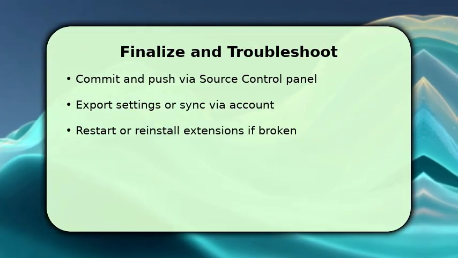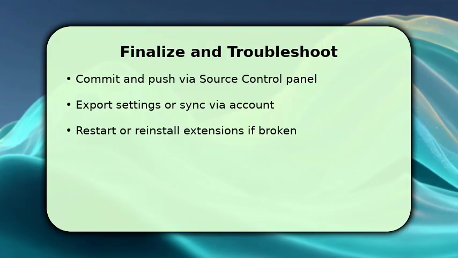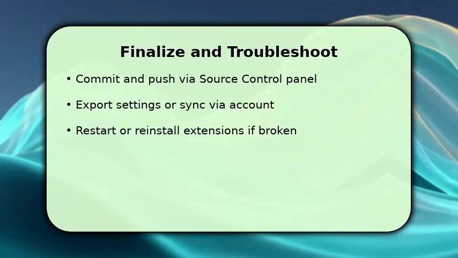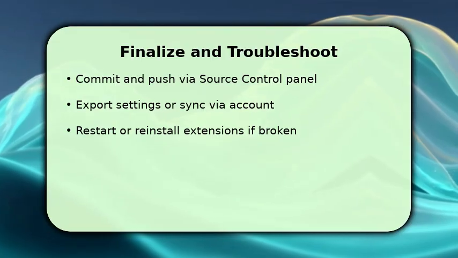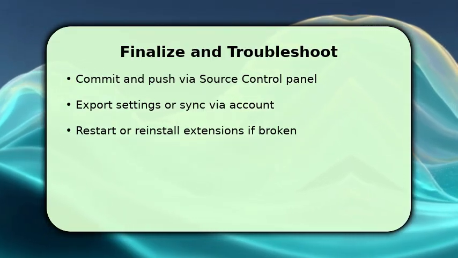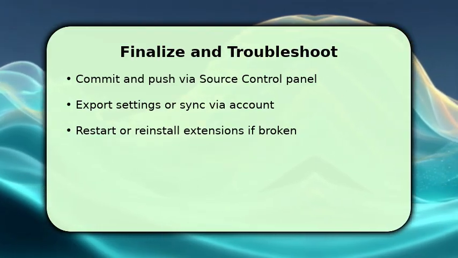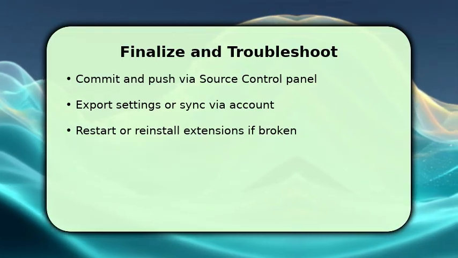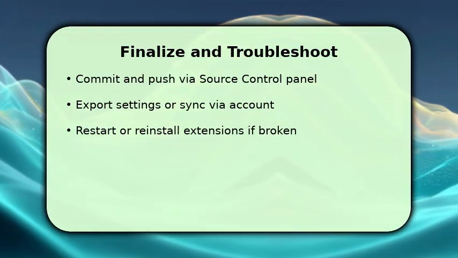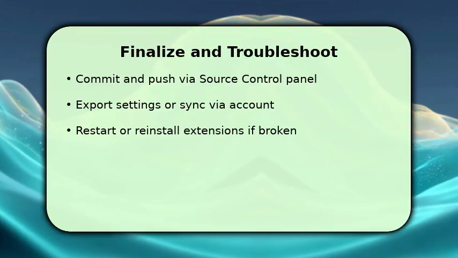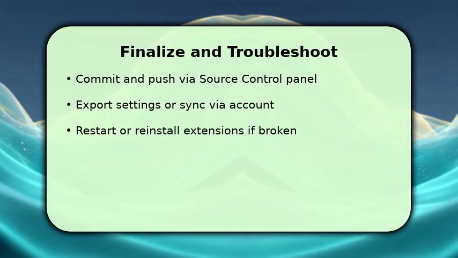If something fails, restart VS Code first. That fixes many extension load issues. If problems persist, disable extensions selectively to isolate the culprit. Check the Output and Developer Tools console for errors, and reinstall the extension or reset settings. One clear troubleshooting tip: reset the user settings file to default to eliminate config corruption.